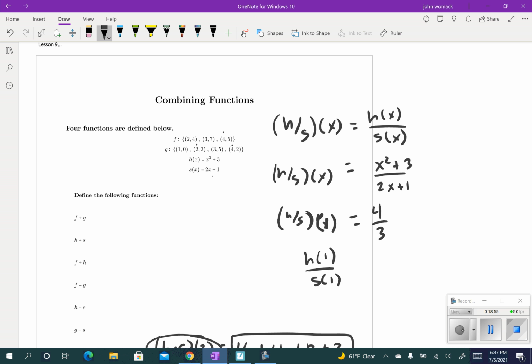One thing to keep in mind is if I set that equal to 0 and solve it, I get -1/2. So x cannot equal -1/2. So that would actually not be part of our domain.